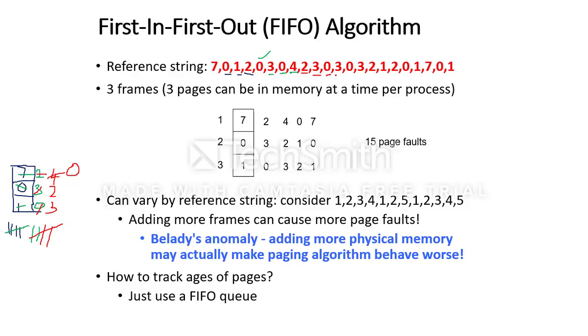You want to run 3, 3 is there, it executes. You want to run 0, 0 is there, it executes. You want to run 3 again, 3 is there, it executes. You want to run 2, 2 is there, it executes. You want to run 1, it gives you a page fault.